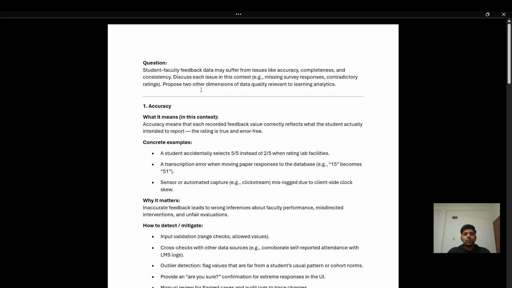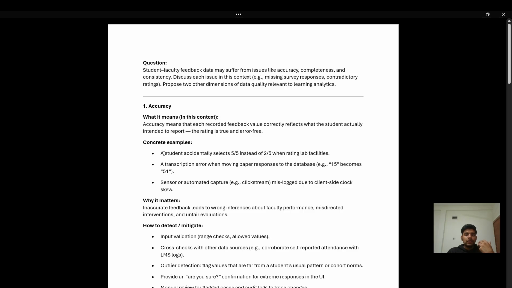Propose two other, sorry, dimensions of data quality relevant to learning analytics. So the first one is accuracy. What does it mean? Accuracy means that each recorded feedback value correctly reflects what the student actually intended to report. The rating is true and error-free.